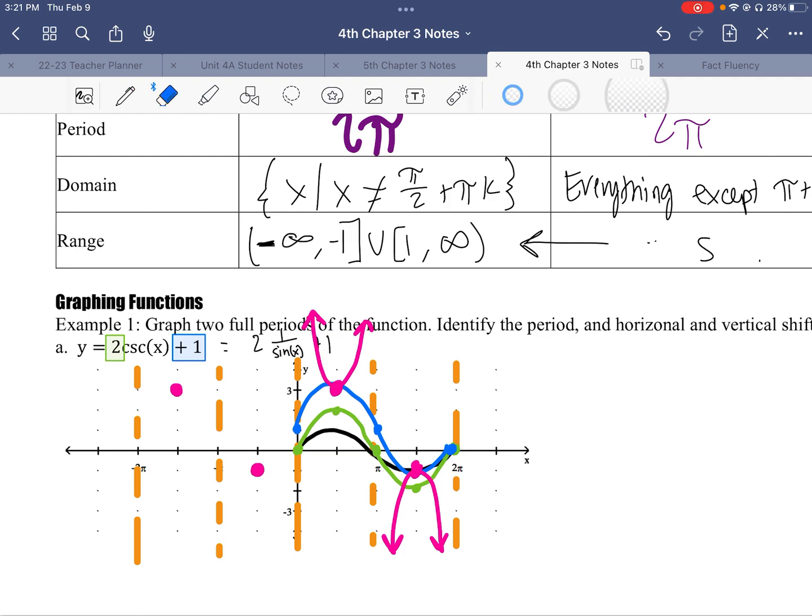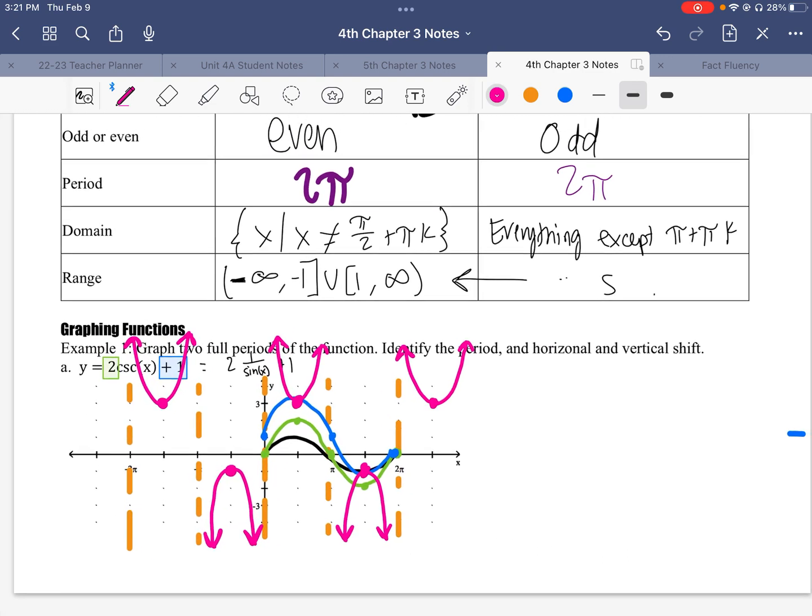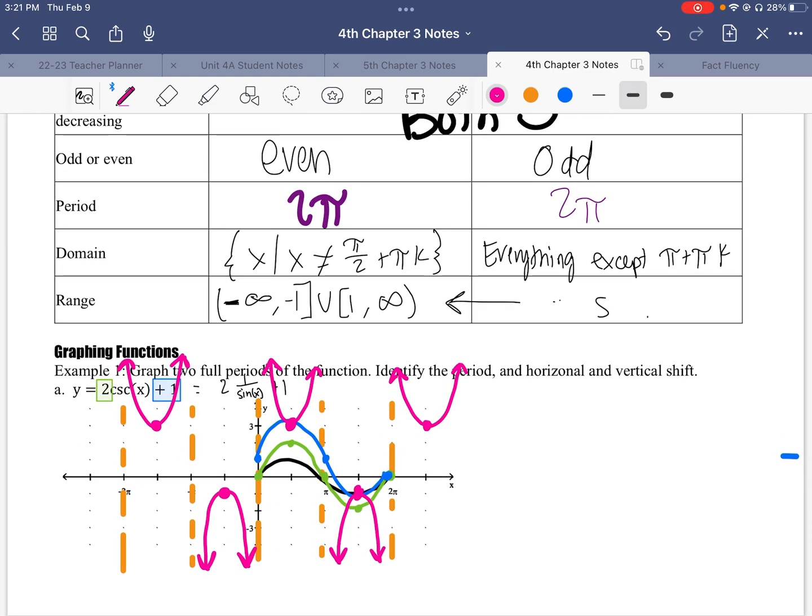Okay. And then we just have to graph our little curves here. If you don't like this one over here because it gets on the graph, that's fine. You could also put it here. Just realize that it's going to go off the graph a little bit this way. Okay. And there you go. That's how you can do a cosecant graph.